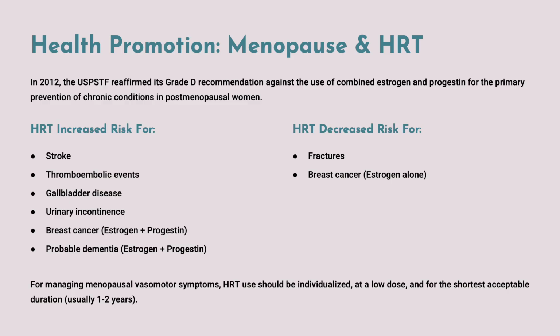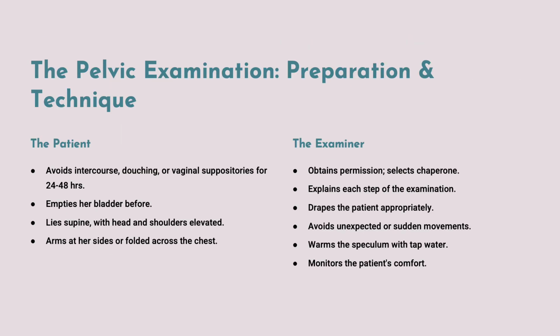Okay? So in other words, for managing the menopausal vasomotor symptoms such as hot flashes, HRT use needs to be individualized at a low dose and only for the shortest acceptable durations. You can only do HRT for around 1 to 2 years. Because otherwise, it's going to lead to an increase the risk for various cardiovascular conditions. Okay? So now that we're done with the anatomy and physiology, history taking, as well as health promotion, let's look at how we do the pelvic examination.